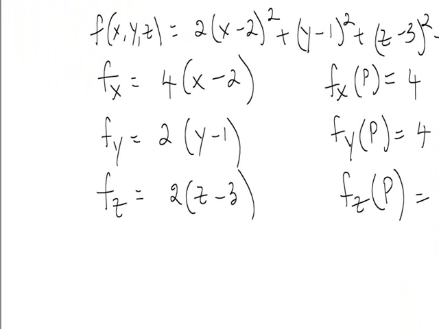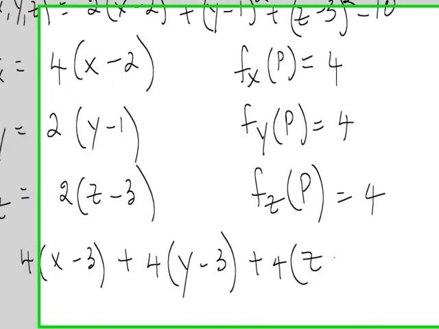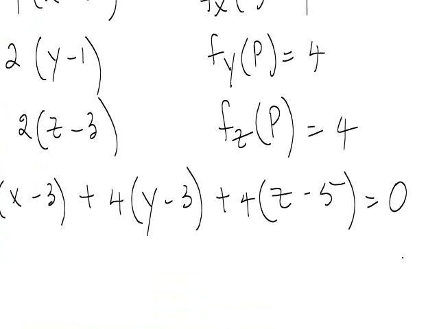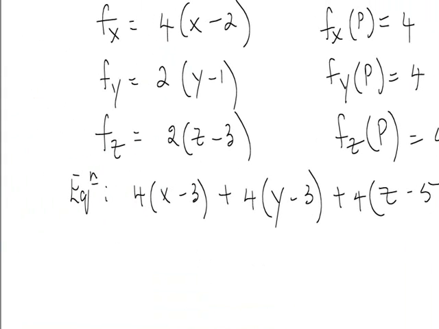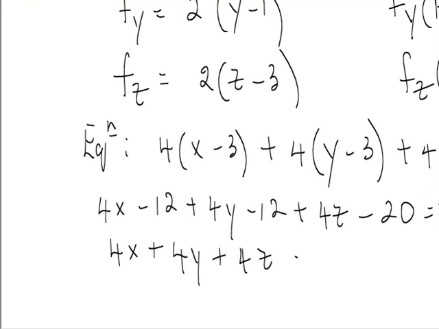Okay, let's find the equation. So that's 4 times (x minus 3) plus 4 times (y minus 3) plus 4 times (z minus 5) is 0. 4x minus 12 plus 4y minus 12 plus 4z minus 20 is 0. 4x plus 4y plus 4z equals 44. So x plus y plus z equals 11.